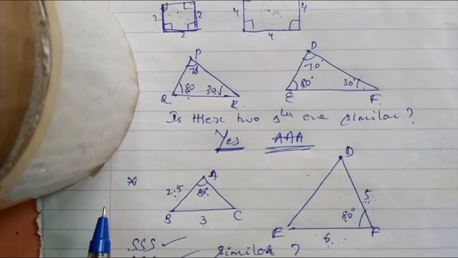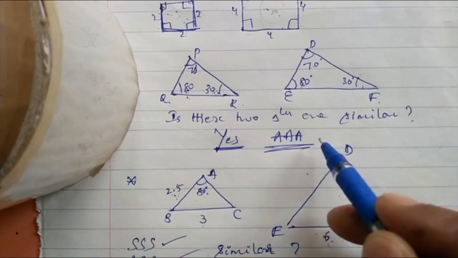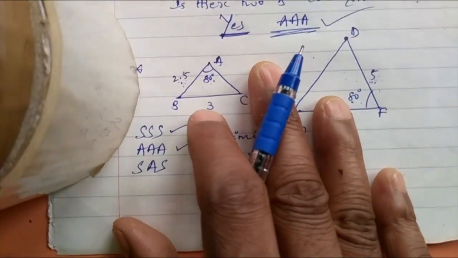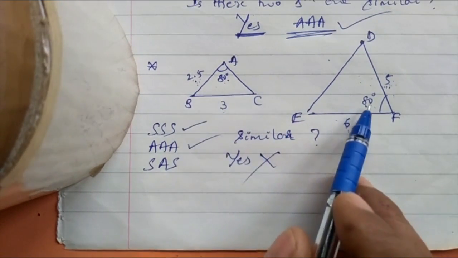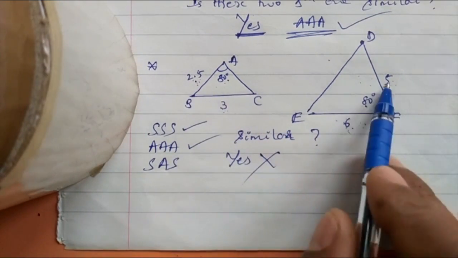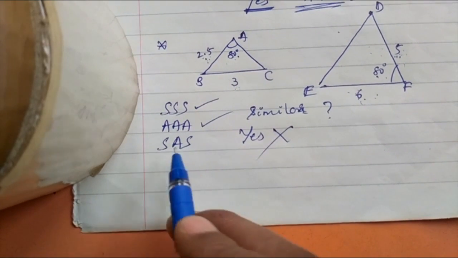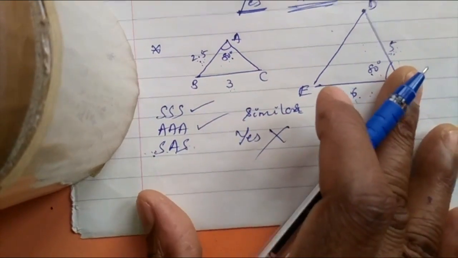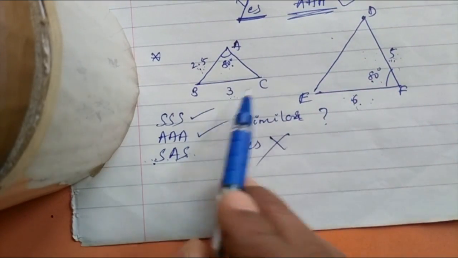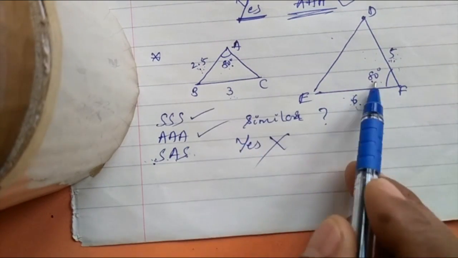SSS. By SSS criterion, these two triangles are similar. Yes, it is correct. But here AAA we are not using, because only one angle and two sides are given. Two sides and one angle is given. So better we go for SAS criterion. Whether this SAS criterion is working or not, let us see. Yes, two sides are in proportion and one angle is 80 degrees.